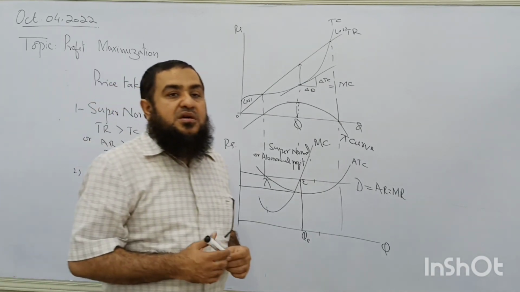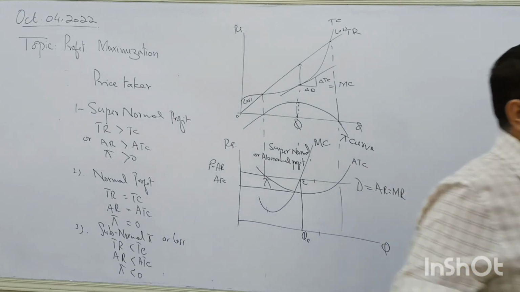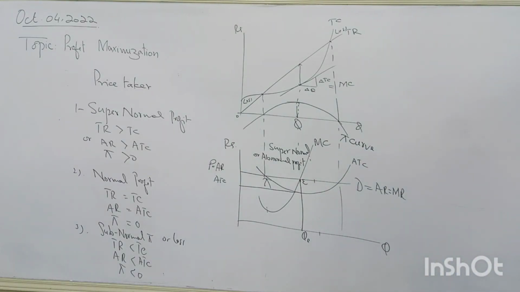Clear or not? So these are the different types of profits which could be earned by a firm when it is a price taker, not a price setter. Should I go for the price setter firm?